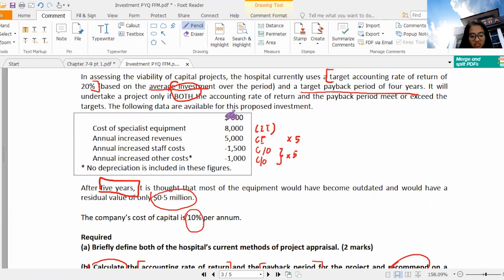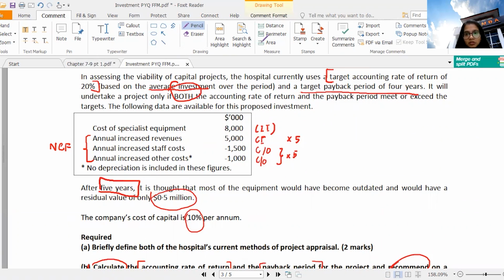So what you need to do is you need to calculate the net cash flow on a yearly basis. So here you have cash inflow minus cash outflow, you get net cash flow. Now you have a constant net cash flow of 2,500 minus 500, so it's a constant net cash flow of 2,500 on a yearly basis.